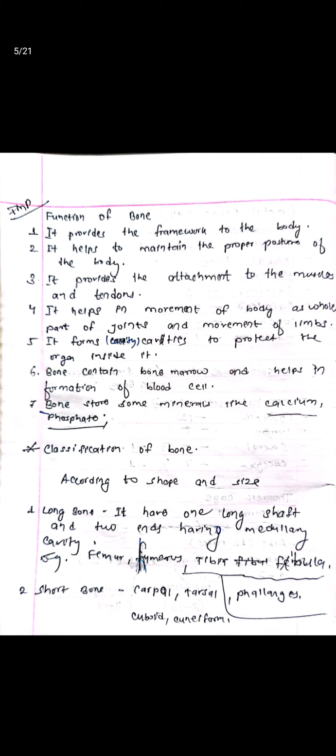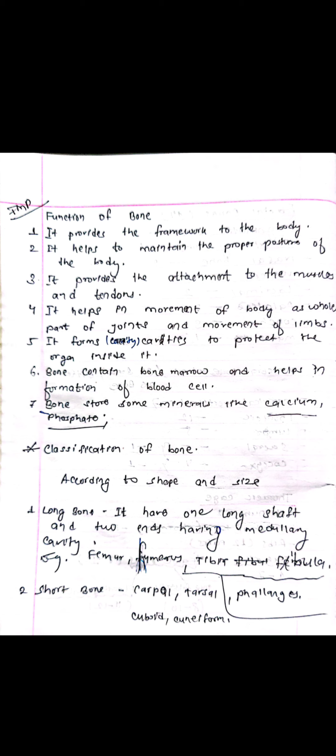Functions of bone. It provides the framework to the body. Bone helps to maintain the proper posture of the body. Bone provides attachment to muscles and tendons. Bone helps in movement of the body as a whole, at the joints, and movement of limbs.